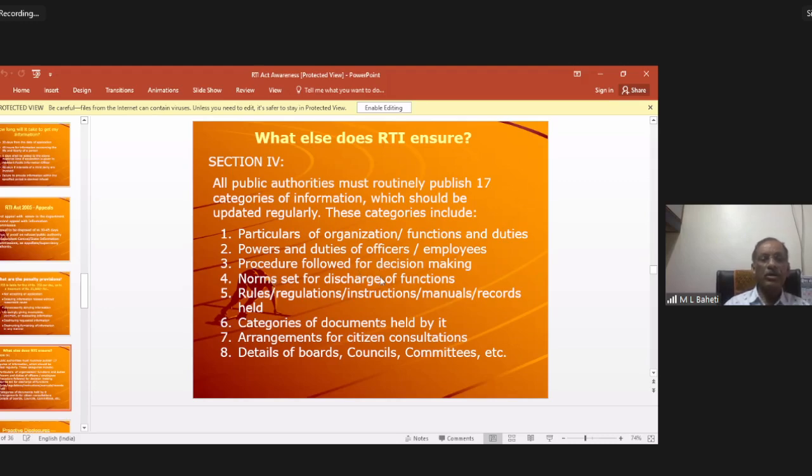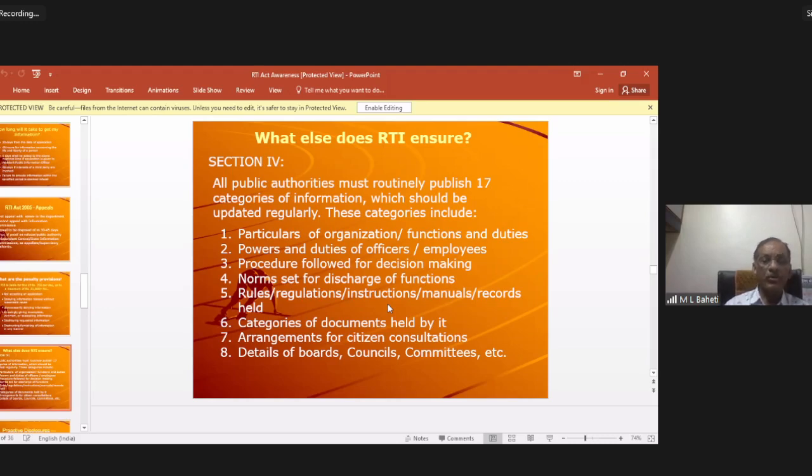So they don't think that it is our right to ask for the various stages, time required, and all these things. So it is very important, this 4(1)(b) clauses 3, 4, 5: procedure of decision making, norms for discharge of its function, rules, regulation, instruction.